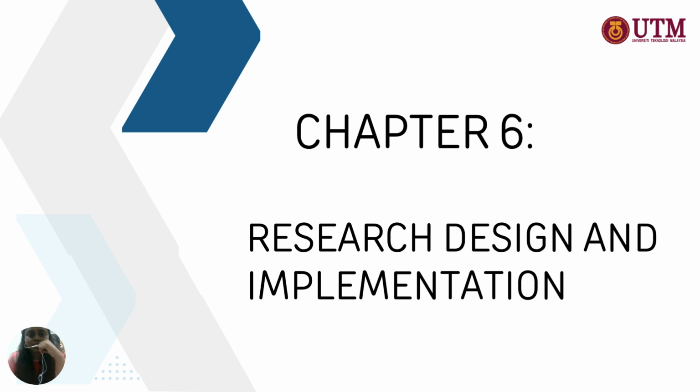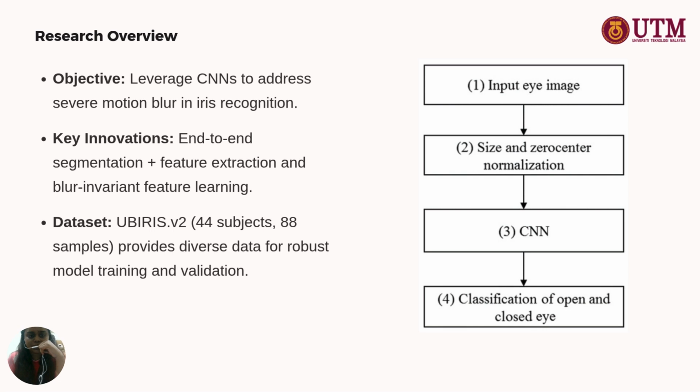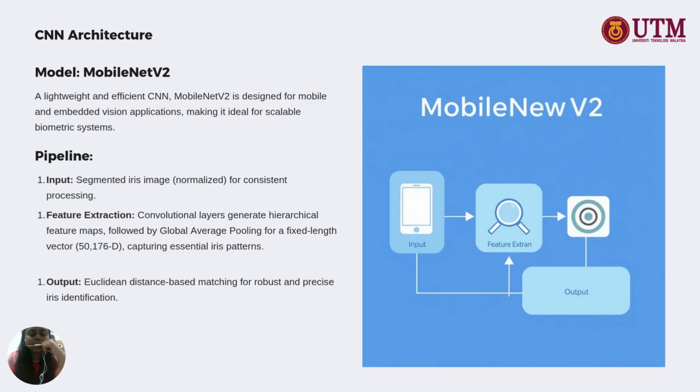Chapter 6 is research design and implementation. We leverage CNN to address motion blur recognition. The key is end-to-end segmentation and feature extraction, and blur-aware feature learning. For the dataset, I use UBRS version 2, 44 images and 88 samples. For the CNN architecture, I use MobileNet version 2, a lightweight and efficient CNN.